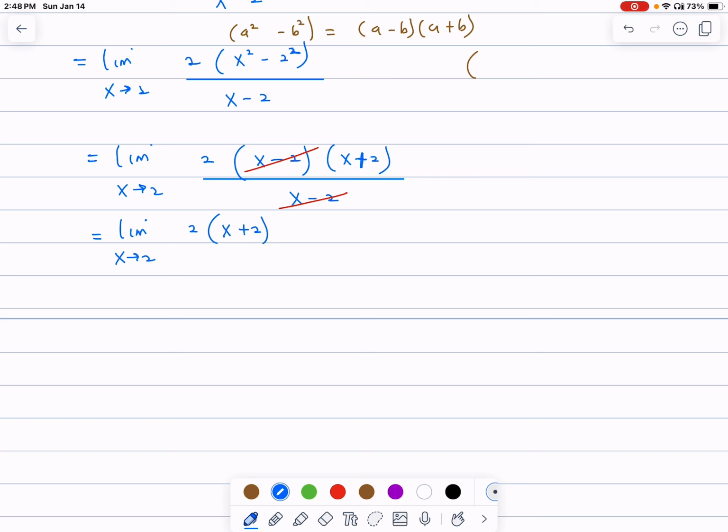And now I can safely plug in 2 into that expression, 2 times the quantity x plus 2. So I'm plugging in 2, anywhere I see x, I plug in 2. 2 plus 2 is 4, so 2 times 4, and this is going to be 8. And that will be it for that. That will be the answer, the solution. 8. That will be the solution.